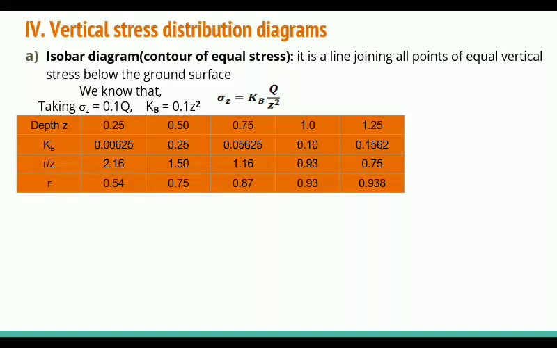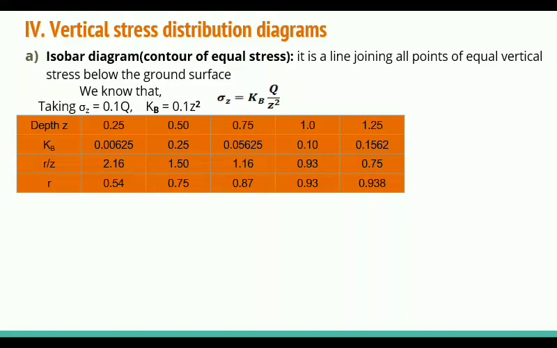First we will assume the value of z, means by assumption we will fill the first row. So we are taking z as 0.25, 0.5, 0.75, 1.0, 1.25. And we have Kb equal to 0.1 z square. So we can put the value of z, we can get Kb, so we can fill the second row, that is Kb.